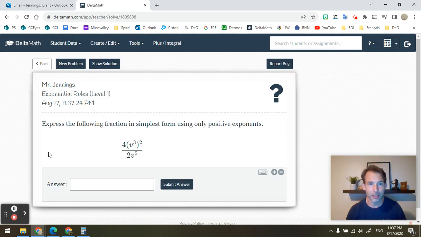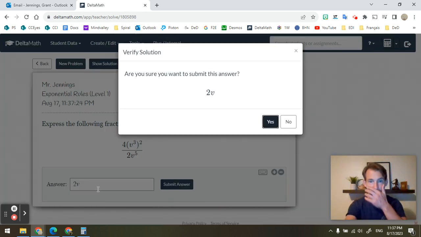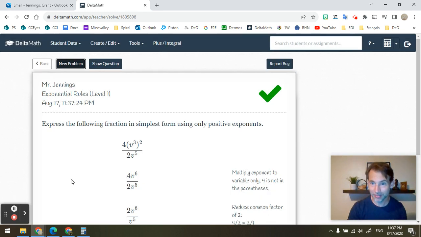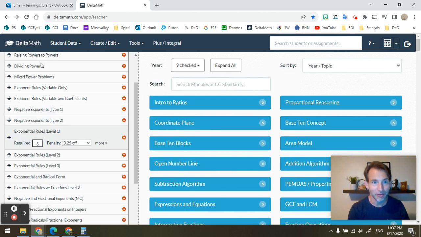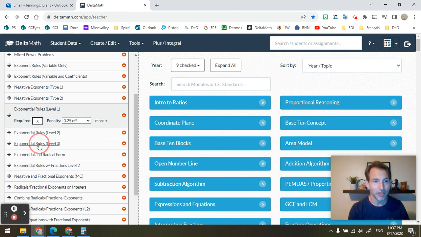So let's take a look at these. Here, express the following fraction in the simplest form using only positive exponents. Well, that's going to be v to the 6 on top and v to the 5 on the bottom, so it's just 2v. Get very fast at these. Practice several of them until it's very, very fast. Okay, let's look at the more challenging versions.